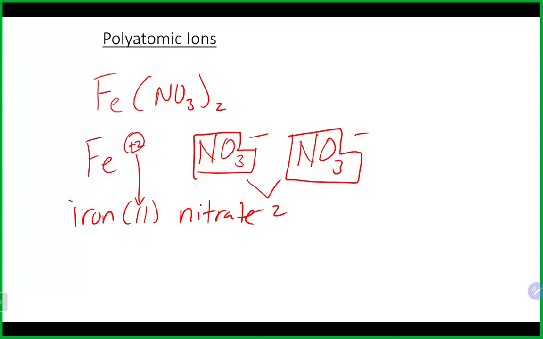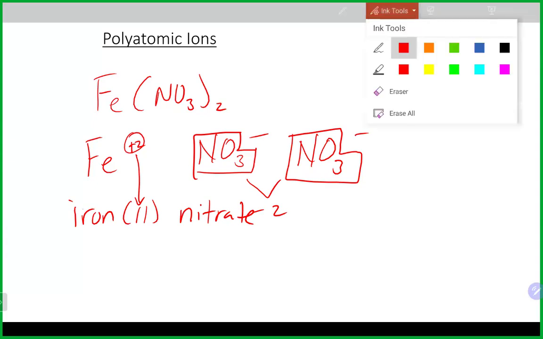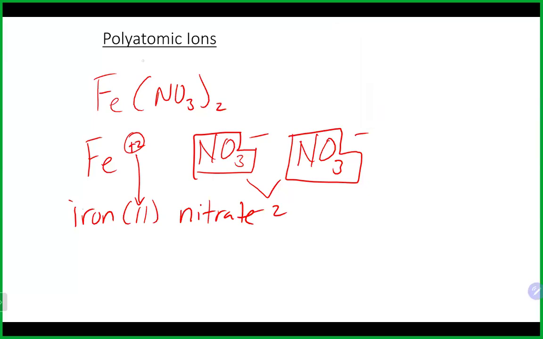By the way, we do need to put parentheses, as you see in this example here. Whenever you have more than one polyatomic ion, you usually have to put parentheses around it and the number on the bottom to indicate how many you have. That basically means you have two of these polyatomic ion units.